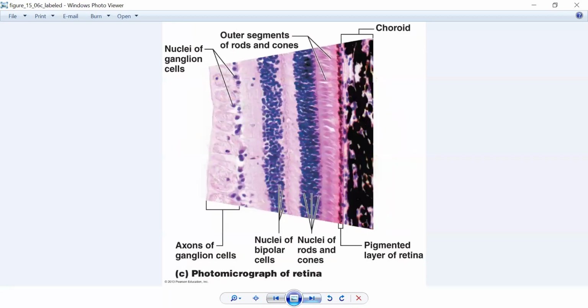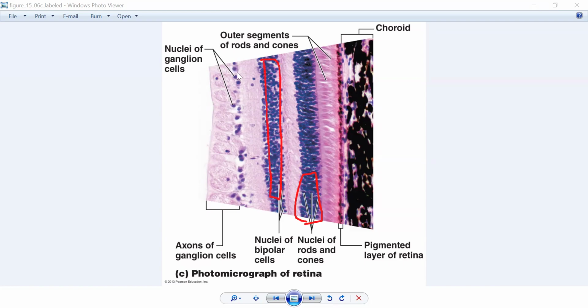This is an actual stained tissue of the eye put under a microscope. And the little dots that you see are going to be the cell nuclei of the different neurons. So let's have a look here. Here are the nuclei of the photoreceptors, both the rods and the cones, whereas the little dots here are the nuclei of the bipolar cells.